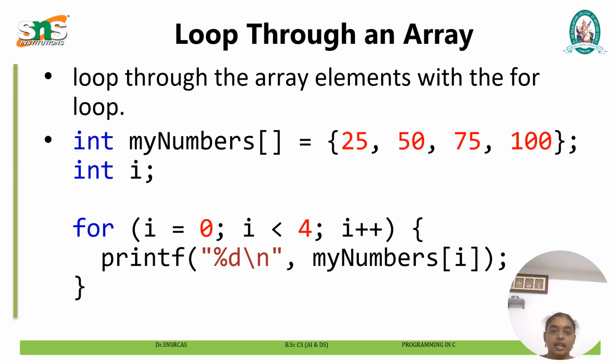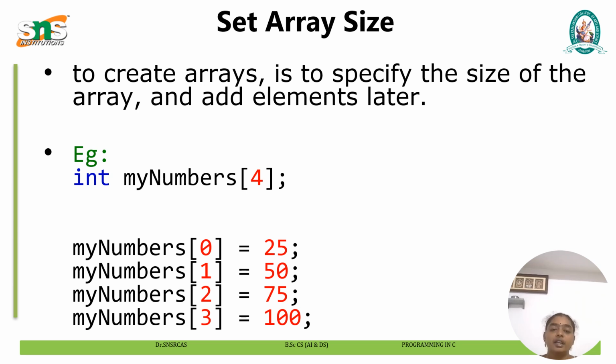Set an array size. In the previous example, the array was initialized dynamically, and its size was based on the number of values. Now it is possible to set the size at the time of declaration. For example, int my_numbers[4]. At the declaration itself, we specify the array size as 4.